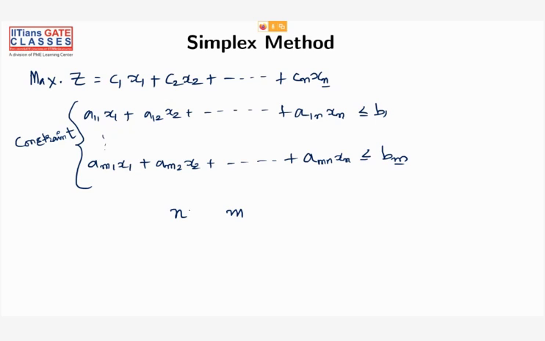Should n be more or m be more? Anyone? For a problem to have a solution, should m be more or n be more? If your number of equations is more than your number of variables, what will happen?